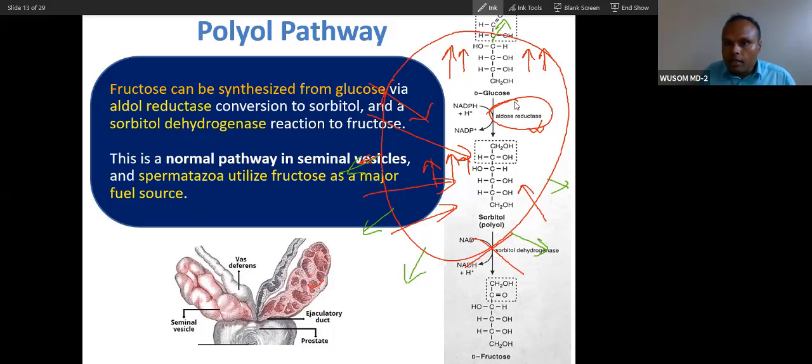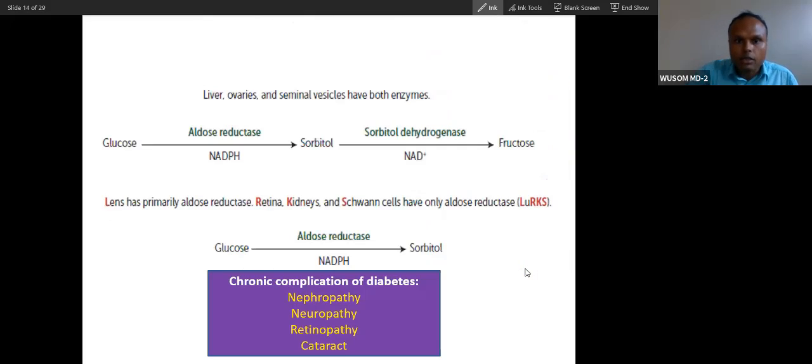So you can see the significance of this very important pathway, because certain tissues have only this first enzyme, not the second. We will talk about which tissues have this. This pathway is normally present in the seminal vesicle, ovaries and liver. Okay, no problem. Glucose will be completely converted into fructose, no problem in these organs, especially the seminal vesicle. Focus on the seminal vesicle.